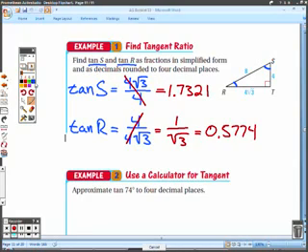Show you how to put it in the calculator? Type in 1 divided by. You already know? Okay, we're ready to go on to the next example here.